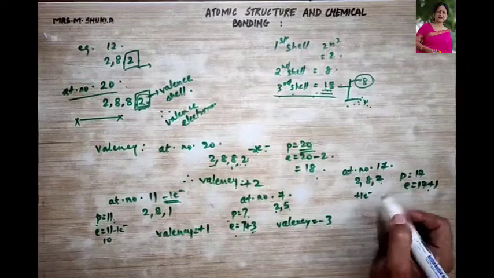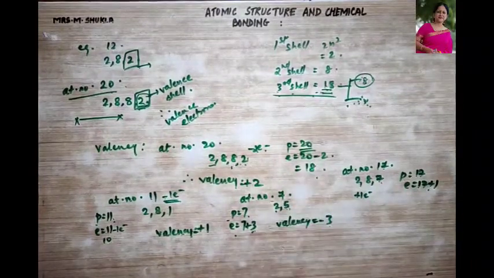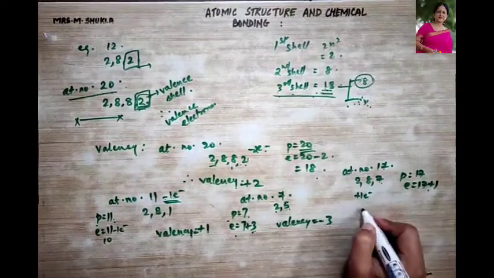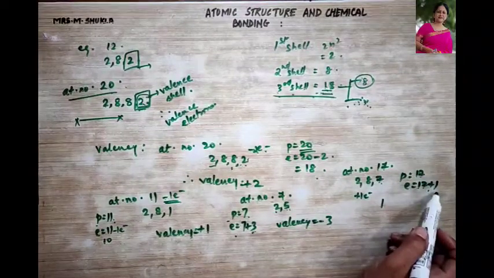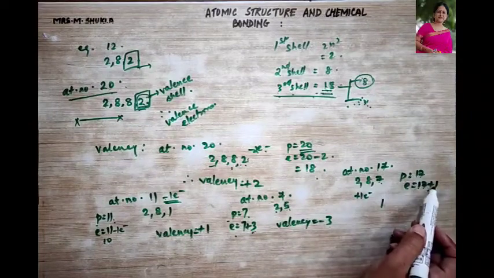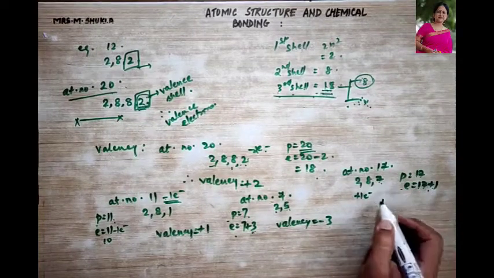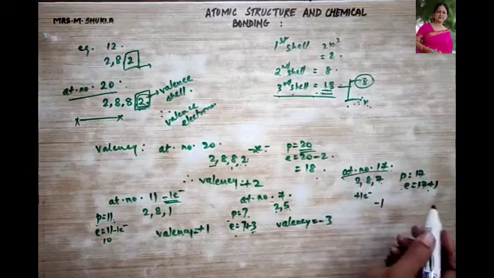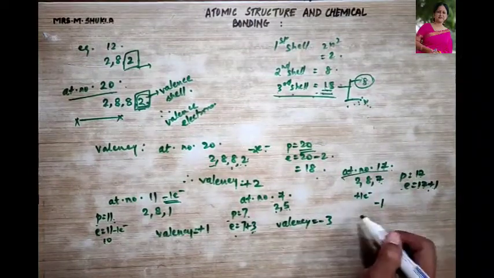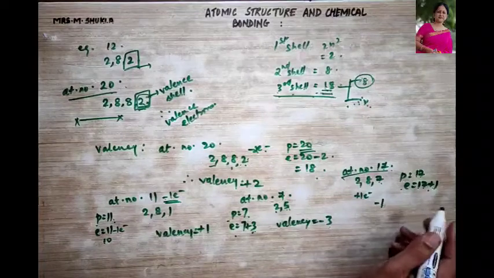Number of electrons lost, gained. So here it is gained. So 1 is the valency. Now is it positive or negative? Protons are 17, electrons are 18, electrons are more. So minus 1 is the valency of atomic number 17. I hope this is very clear.